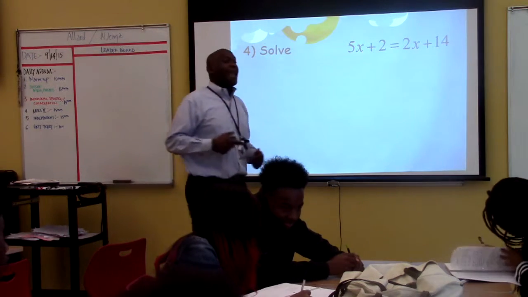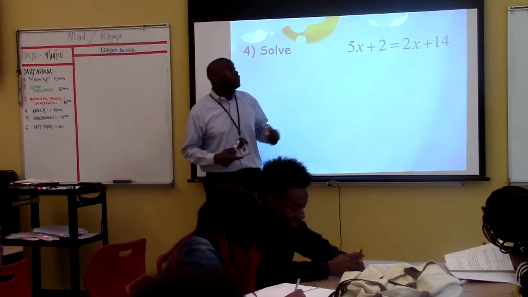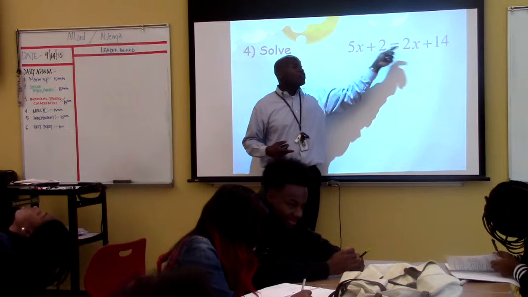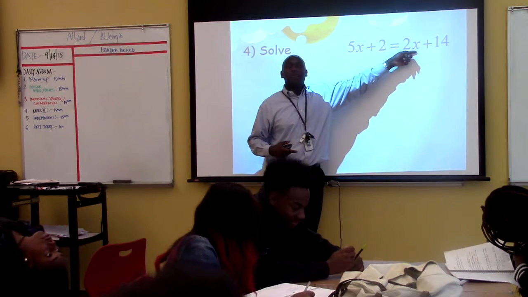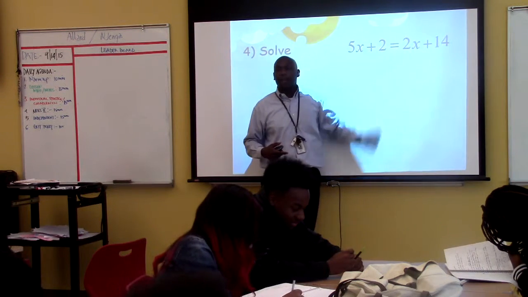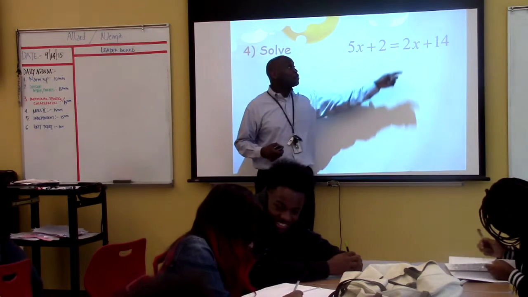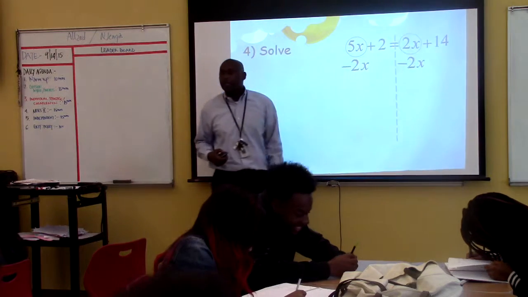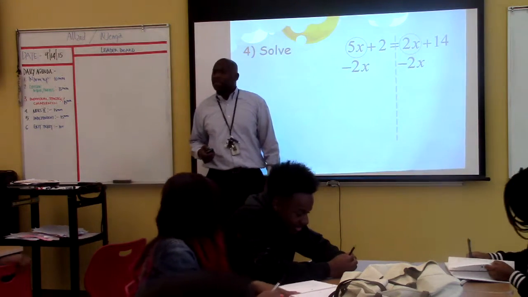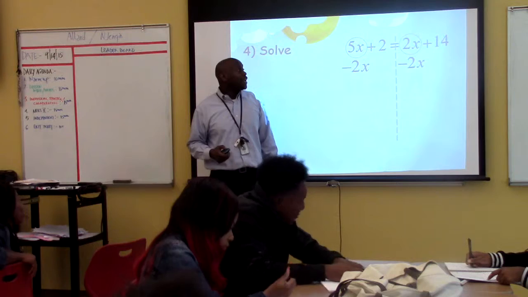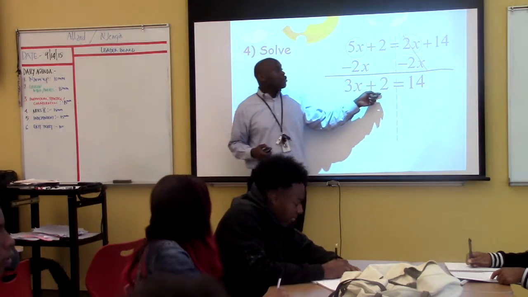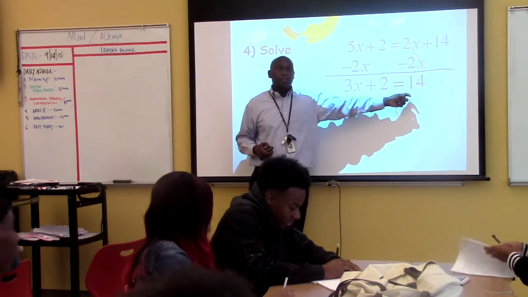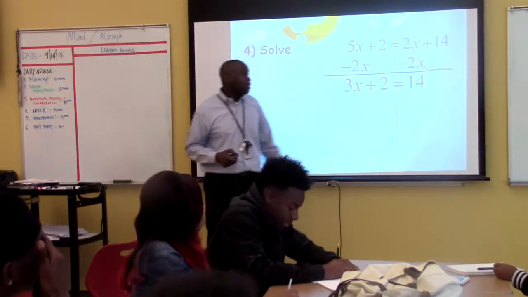Here we go. So we have to move our like variables to the same side. How do you move 2x to this side? You subtract 2x from both sides. If you subtract 2x, 5x minus 2x gives us what? 3x. So you have 3x plus 2, you bring it down. You're moving the 2 over, so you're going to subtract 2 from both sides.